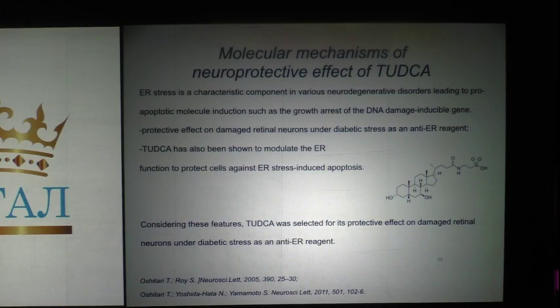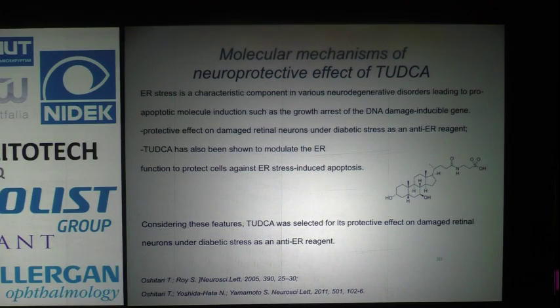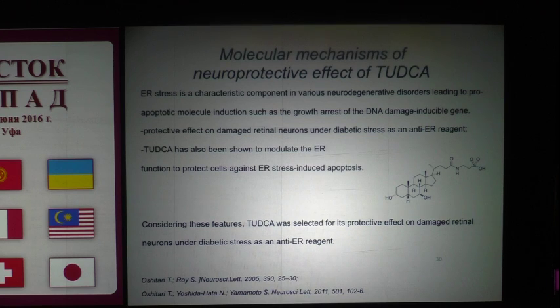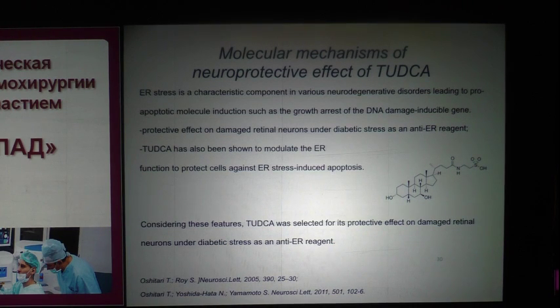The second agent was chosen to be tauroursodeoxycholic acid, which has been found to work against endoplasmic reticulum stress, and several papers have been published showing that tauroursodeoxycholic acid modulates the endoplasmic reticulum function to protect cells against endoplasmic reticulum stress-induced apoptosis. Considering those features, TUDCA was also selected to be a compound of our multi-compound therapeutic agent.